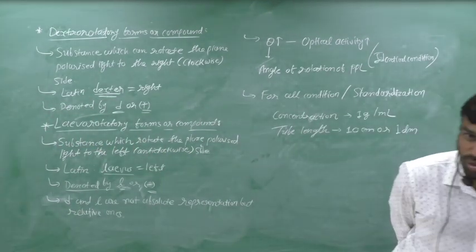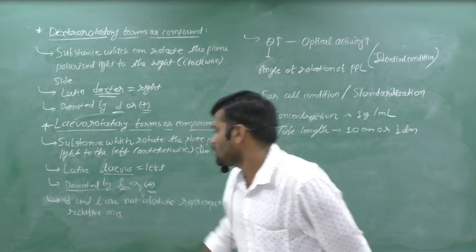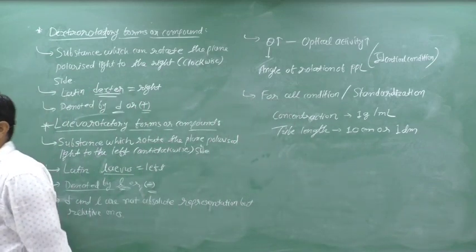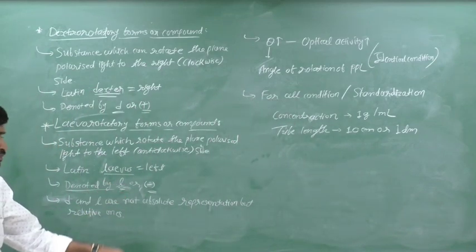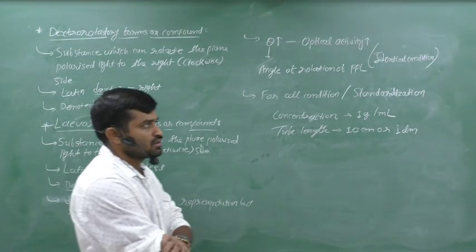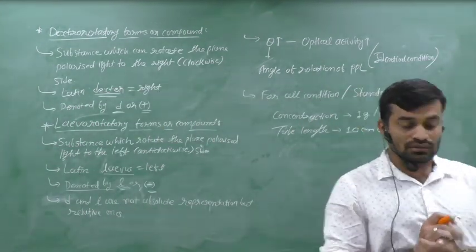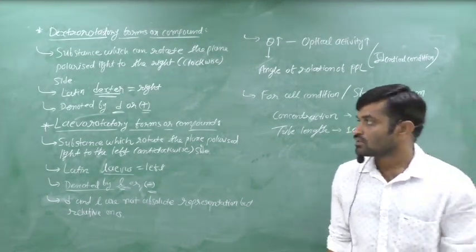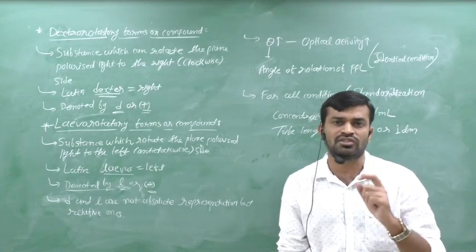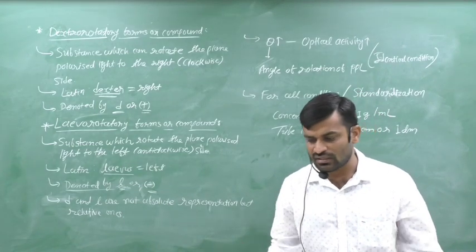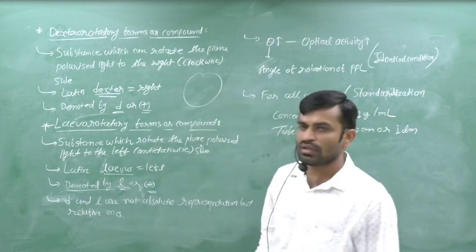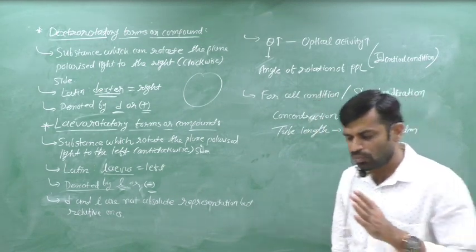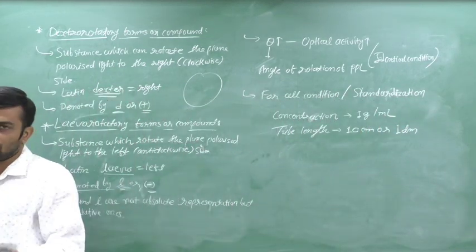Friends, always remember, D and L are not an absolute representation, but a relative one. Clear? Whether a compound is D or L, small d and small l are measured by one and only one way, which is the polarimeter. We cannot say that it is a D form or L form without the help of a polarimeter.